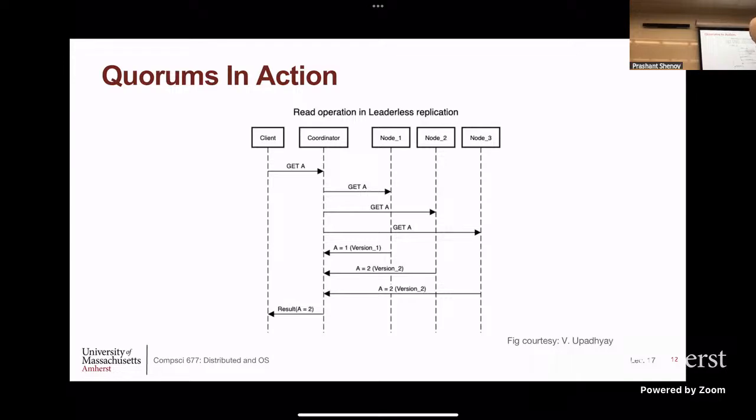Yes, in this case, you're right, it's not a coordinator. This is really the library of the client. It's not really a coordinator, but the client library is dealing with it. But that's a good point.